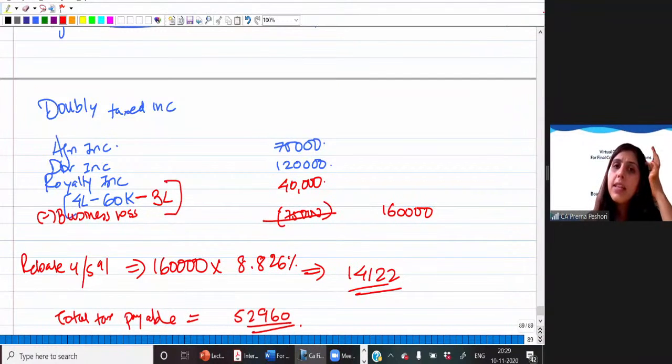Aman, dividend is taxed because dividend from foreign country is taxable. Even now from India it is taxable. Clear, Aman? All of you got this question very clearly.